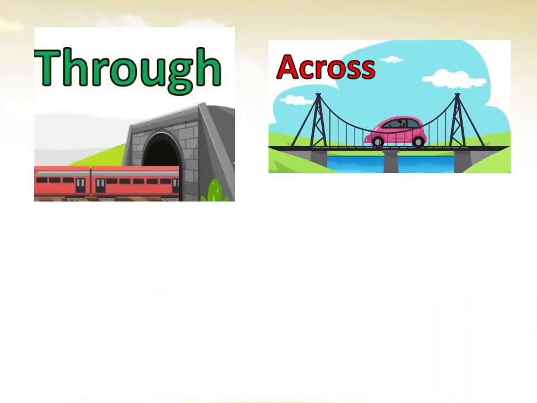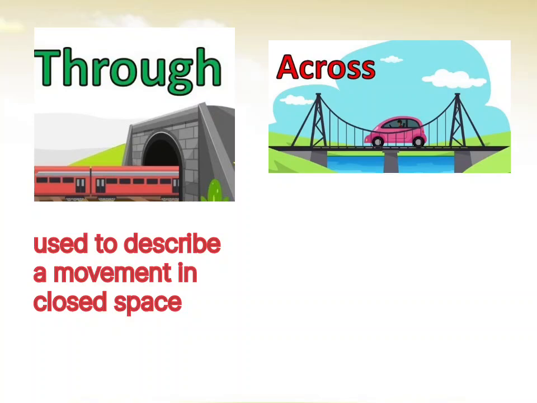How are we confused in through and across? Through is used to show the direction from one side to another in a closed space, in a closed area. जब ऊपर से एरिया क्लोज्ड होगा उसके बीच में से चीज निकल कर जा रही है, then we use through. As you can see, the train is moving from one side to the another of an underpass. Underpass is closed from the upward, so we use through.